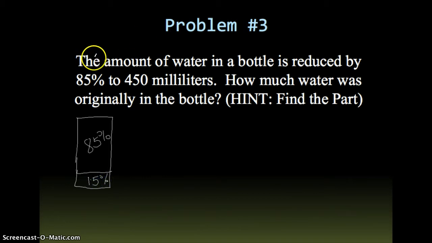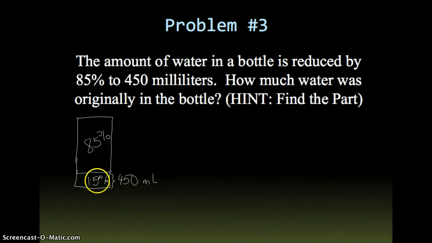And so let's reread again, because if you don't understand it the first time, we need to reread it. The amount of water in a bottle is reduced by 85% to 450 milliliters. So this is 450 milliliters right here. Let's label that. So we have 450 milliliters, and you need to write this in your notebook. Please make sure you pause it to write it. So the question is asking how much water was originally in the bottle.